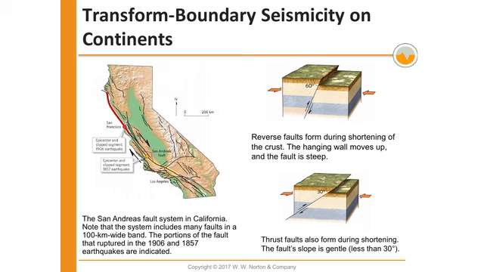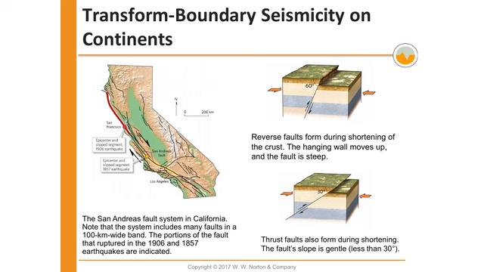In this slide, we examine transform boundary seismicity on continents. Focusing on the San Andreas Fault System in California, the map shows this system, including many faults spread over a 100-kilometer wide band, highlighting faults ruptured in major earthquakes of 1906 and 1857. The diagrams on the right show different types of faults.